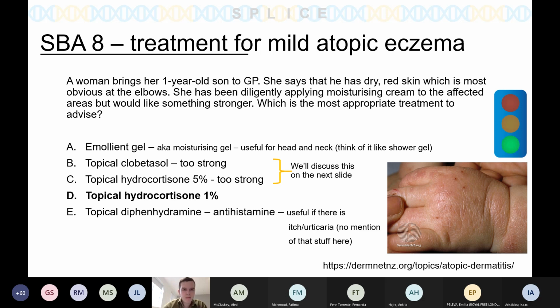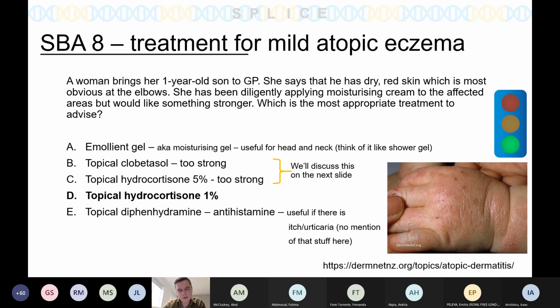So the choice in my mind is between C and D, the two hydrocortisones. Hydrocortisone's a weak steroid. And I was trying to make the point that, especially in a baby, you would go for the weakest you can and step up from there. So 5% hydrocortisone is reasonable, but I think 1% is a better option just because it's weaker and you don't want to overshoot. It's easier to undershoot and step up than it is to come back from treating too aggressively.